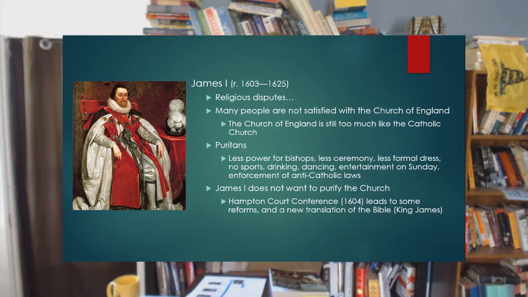He does have something called the Hampton Court Conference in 1604 where he meets with these Puritan leaders. He agrees to some moderate reforms, and he says, we'll translate the Bible into English, a new translation. Remember, Puritans like it when the Bible's in everyone's own language. But no matter what, there's always going to be religious disputes.